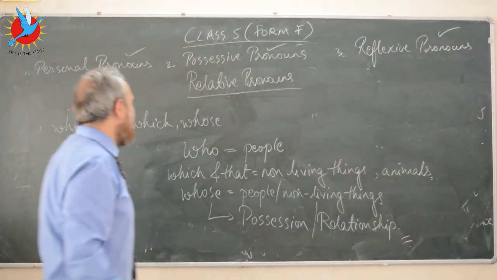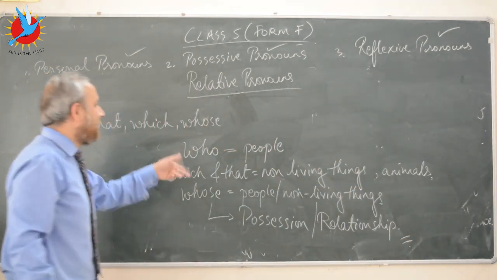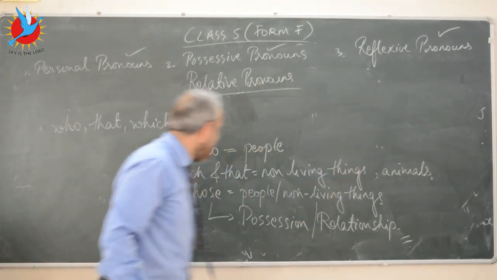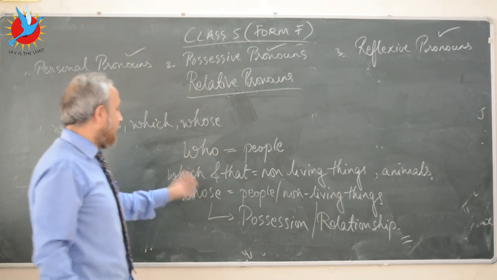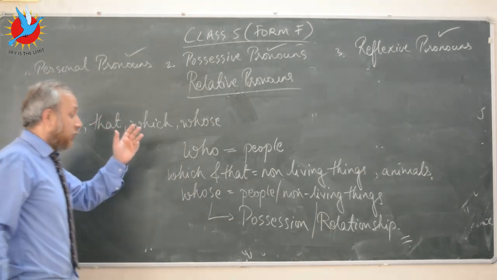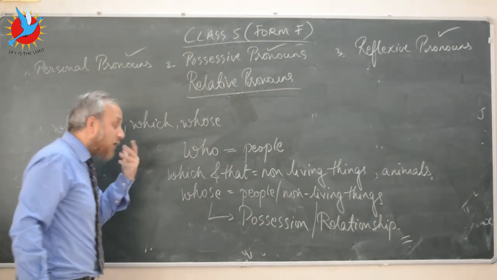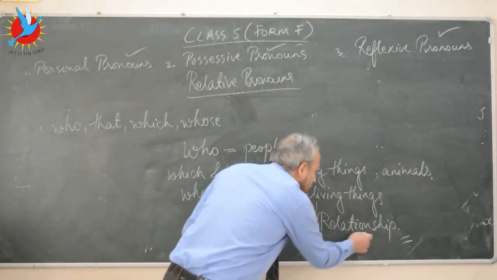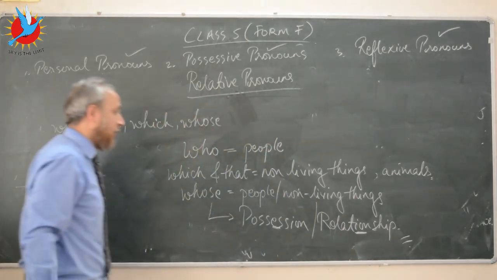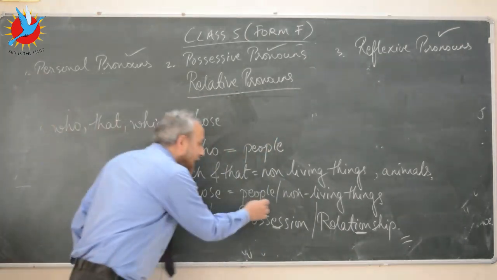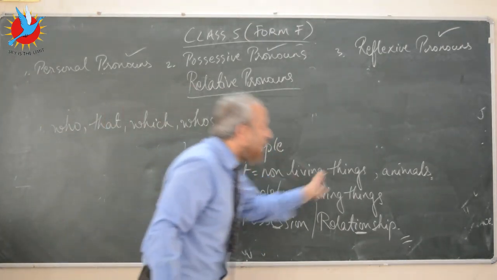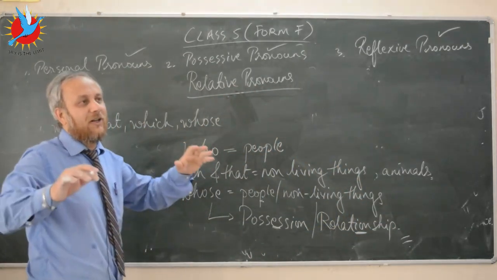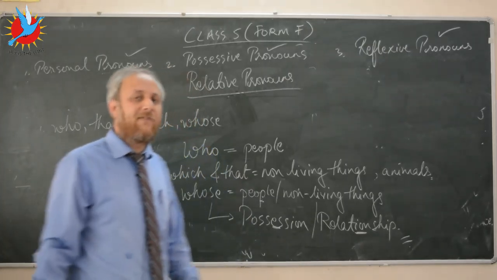So please do remember this. Who is used for people, which and that are used for non-living things and animals. The relative pronoun whose talks about possession or ownership, or it also shows a relationship. And you can use whose for people and for non-living things as well. So just remember that.